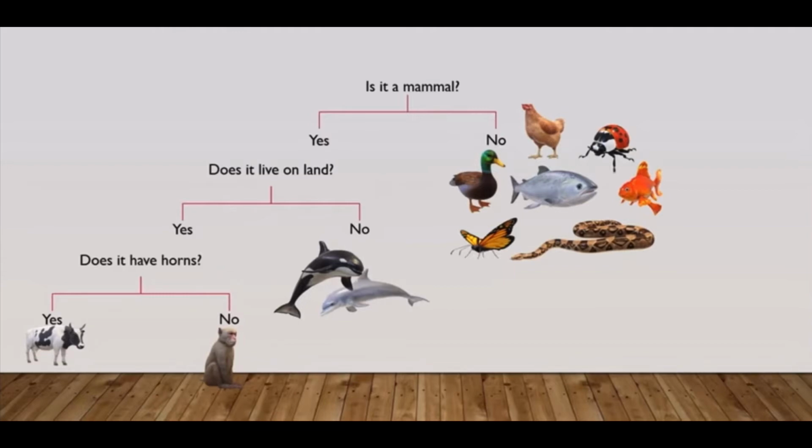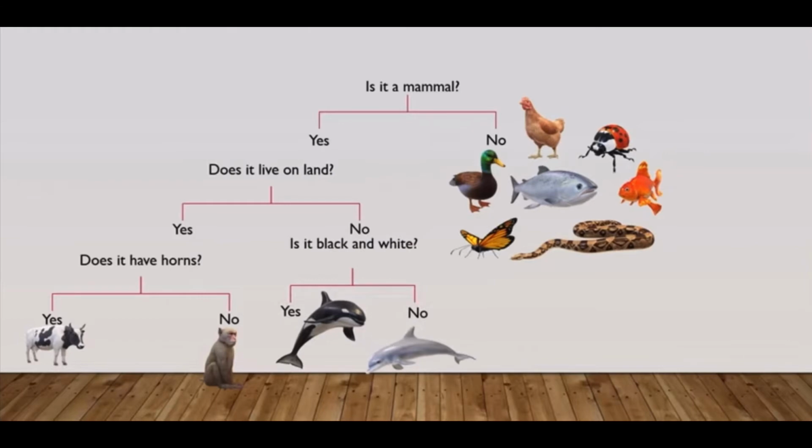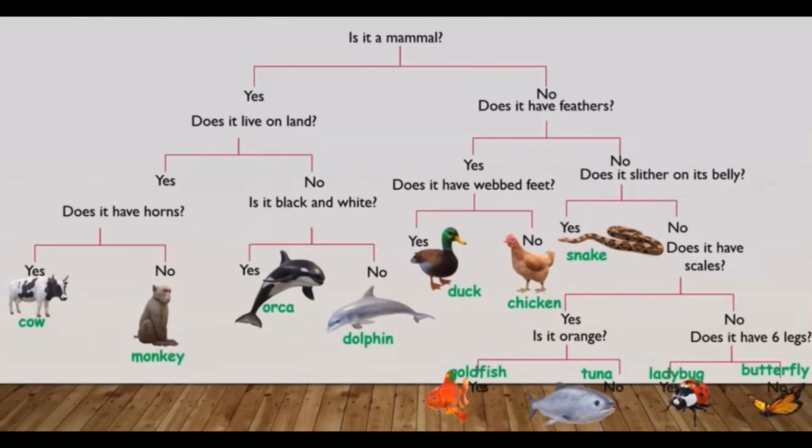So I can do the same with the orca whale and the dolphin, and I would ask a question such as, is the mammal black and white? Yes or no? So now that the four mammals are separated and are in their own groups, I would have to do the same on the right with the non-mammals in this figure.